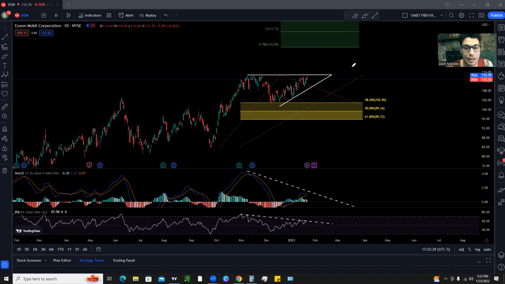We're going to go over the bullish price targets to the upside, our bullish pattern we have forming right here, as well as some things to be aware of on the MACD and also the relative strength index. We'll also go over our major fib retracement levels, the 38.2, 50%, and 61.8. These are the three major and most important retracement levels that you need to be aware of.